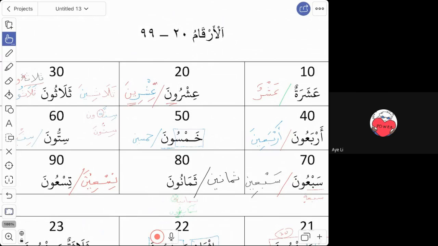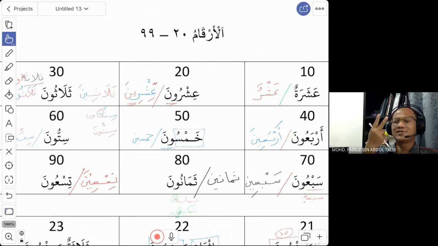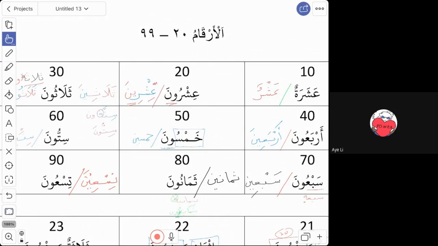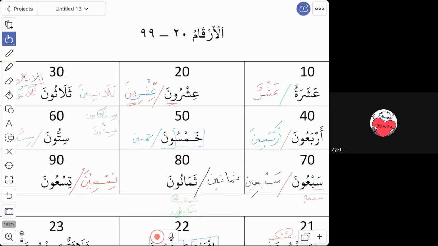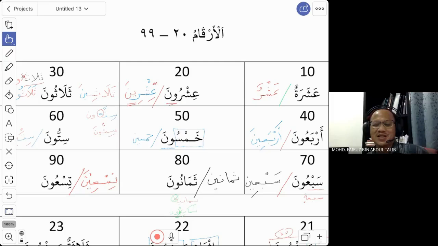Start with 2 and 30. Isnani wa salasun. Where is 30? Wa salasun. Yes, correct. Good. Yes, thank you. Dalili, 36. Sittatun wa salasun. Okay, good. Mumtaz, salimah.